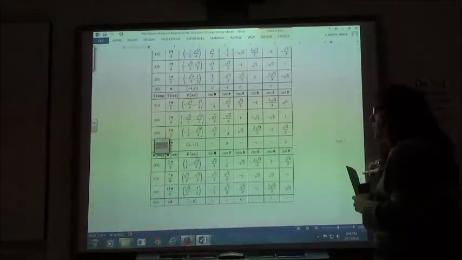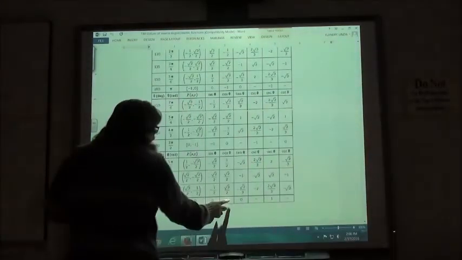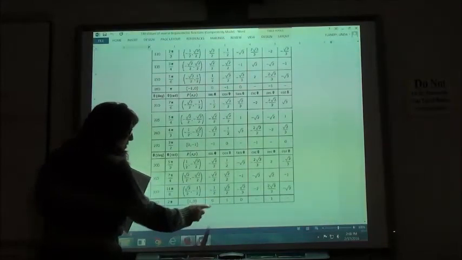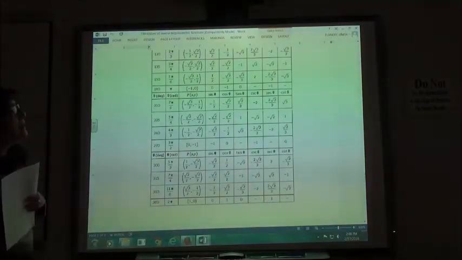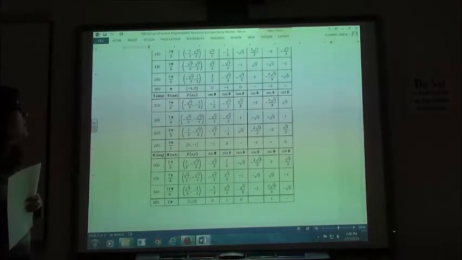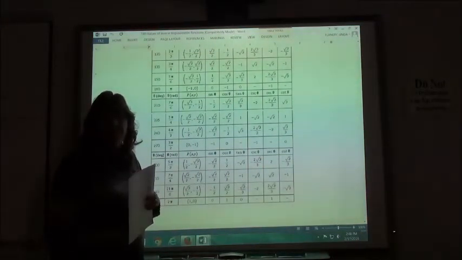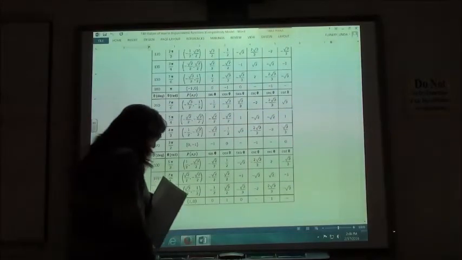2 pi, and I looked up the cosine of 2 pi, which was 1, and the sine of 2 pi, which was 0. And so I used my table a couple different times in order to solve my problem. So make sure you have that table handy. We've used it a lot. You should have it somewhere.